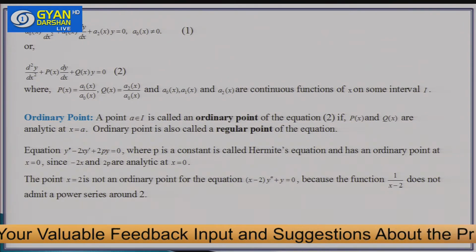That means we are able to write these two functions, p(x) and q(x), in the form of a power series. Okay, let's see what a singular point is.